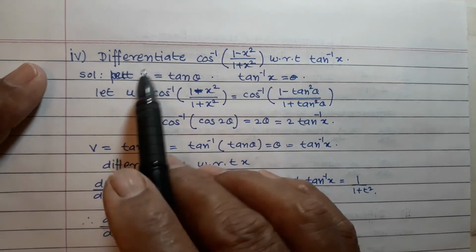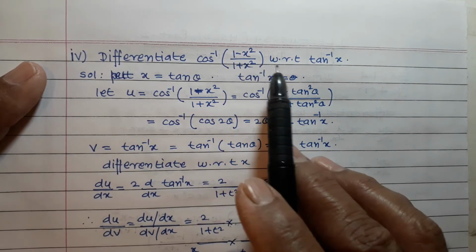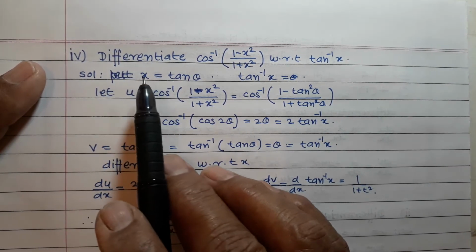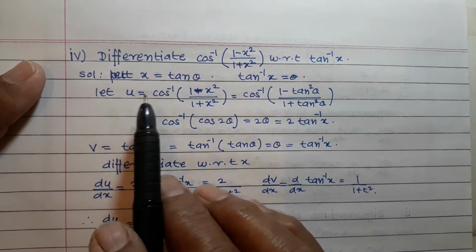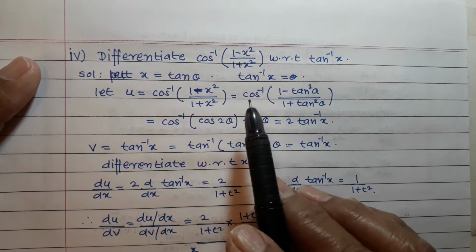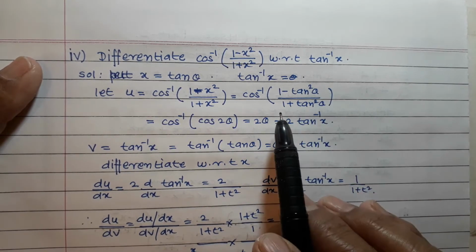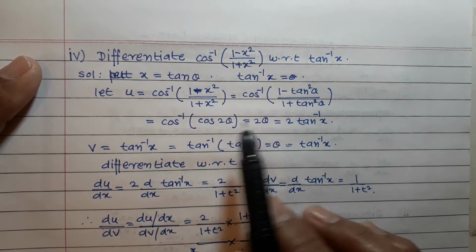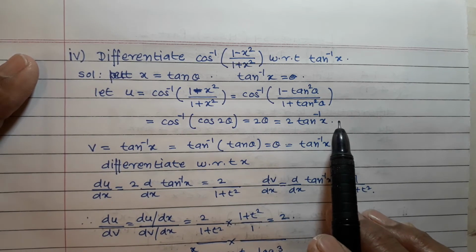Question number 4. Differentiate cos inverse 1 minus x square upon 1 plus x square with respect to tan inverse x. Solution. Put x is equal to tan theta. So tan inverse x is equal to theta. Let u is equal to cos inverse 1 minus x square upon 1 plus x square, which is equal to cos inverse 1 minus tan square theta upon 1 plus tan square theta, which is equal to cos inverse cos 2 theta, and therefore u is equal to 2 theta and v is equal to tan inverse x.